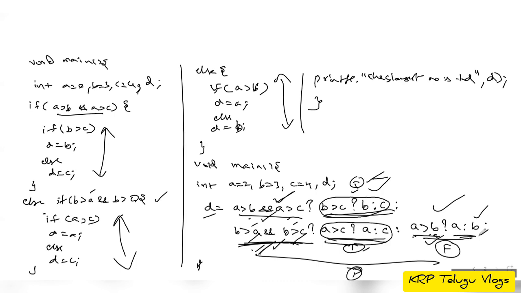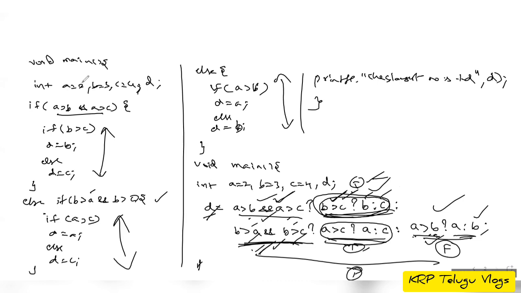If the first part is true, it will go to the true part only. If A is a greater number, then it will go to this part and check between B and C, to find which is the largest number, so that it will go into D. C. Yes, sir.